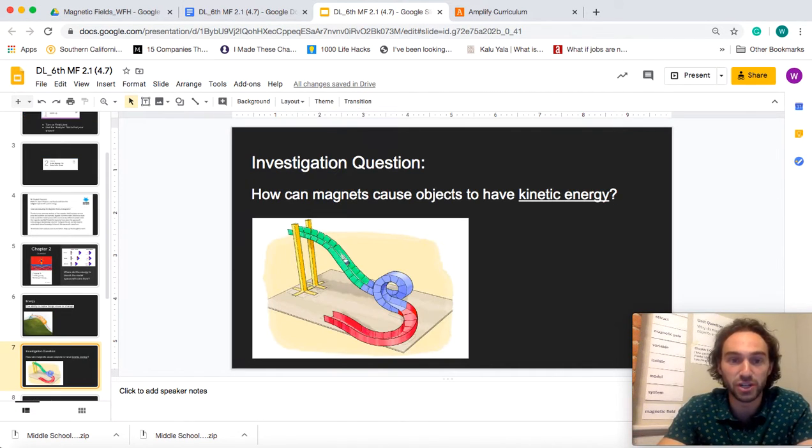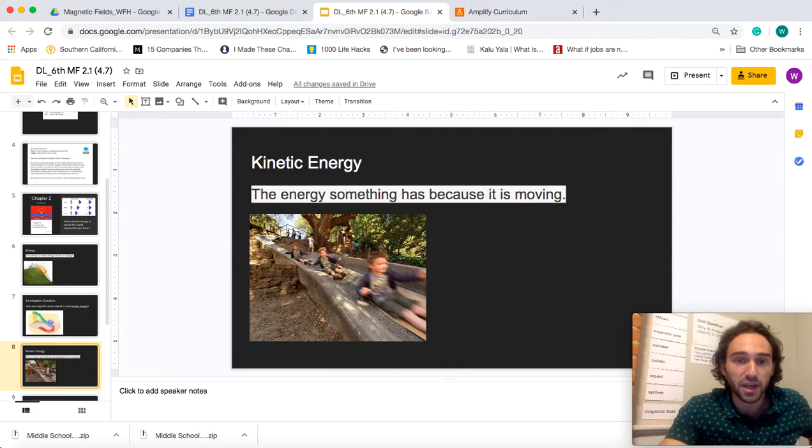Our investigation question has to do with energy. It's how can magnets cause objects to have kinetic energy? So how can magnets cause objects to have kinetic energy? And I know kinetic energy is something we've talked a little bit about, but I'm going to tell you that definition as well. It is the energy something has because it is moving.